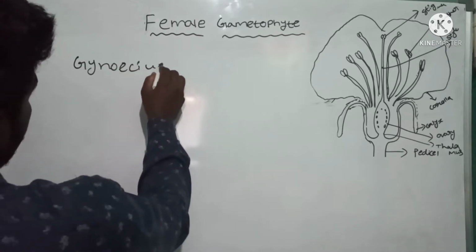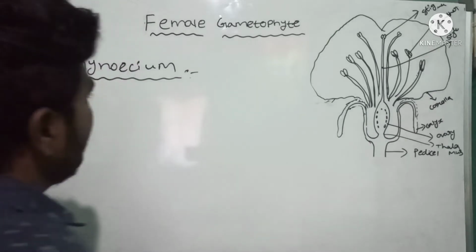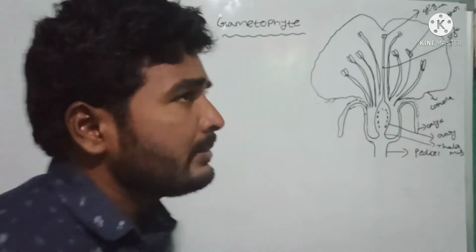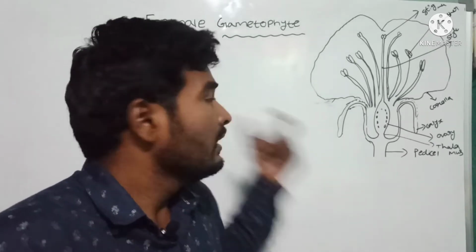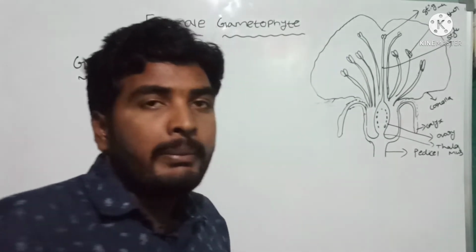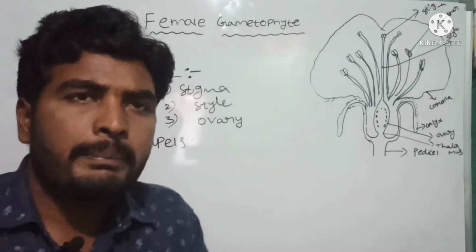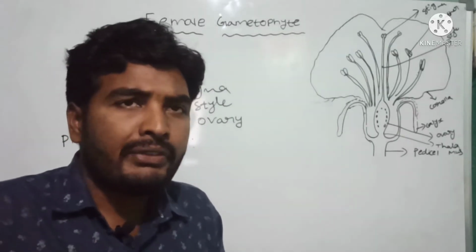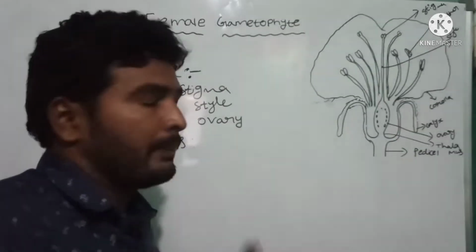Gynoecium. What do we call the gynoecium? The gynoecium is the female reproductive structure present in a flower. What do pistil and carpels mean? The female reproductive unit is called a pistil or carpel.